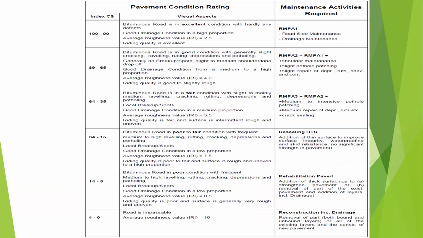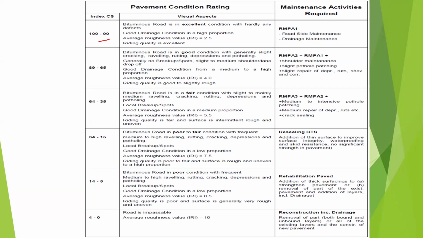So these are the criteria, the interventions that we have, the maintenance activities we apply. We have road maintenance activity, paved activities 1. So when the condition score is 100 to 90, we are only doing roadside maintenance, that is cutting grass, and when it is between 89 to 65, we will do what we were first doing. Then we will add shoulder maintenance, slide pothole patching, slide repair works of depressions and corrugations. So it moves on in that order.